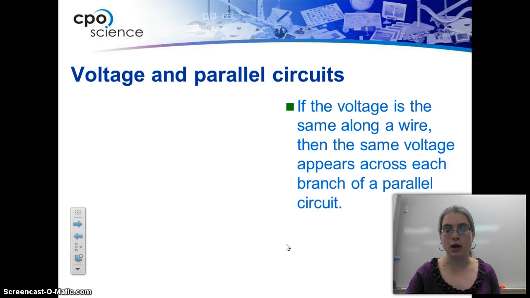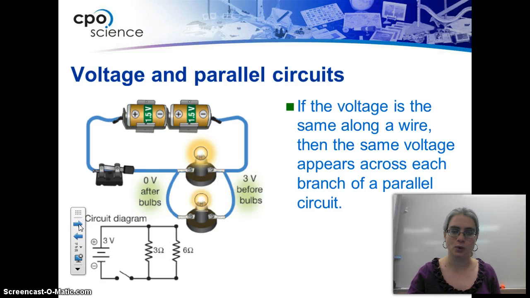So with voltage in parallel circuits, the voltage is the same along a wire, then the same voltage appears across each branch of a parallel circuit. So they're each getting the same amount of electrical potential energy. So you'll notice with a parallel circuit, the lights, instead of getting dimmer after each pass through, actually stay the same consistent color, the same consistent brightness. And then you've got another circuit diagram. Now notice the situation. With series, the resistors were all along the same line. In parallel, the resistors have a split or a branch between them.